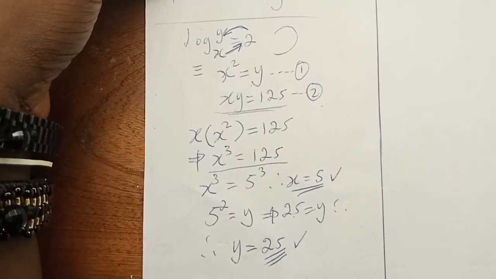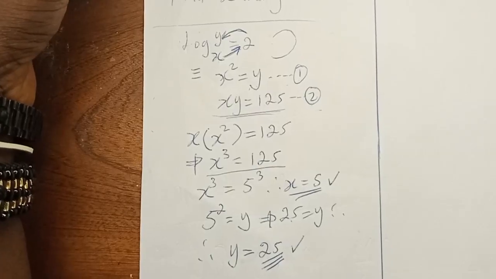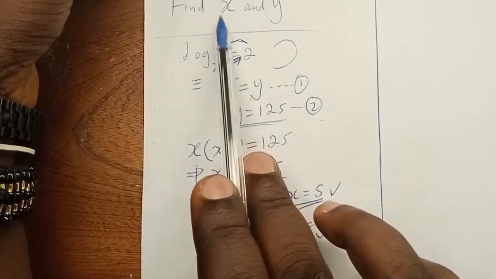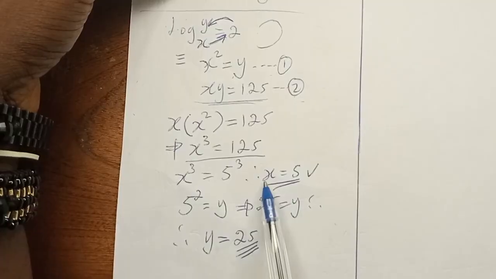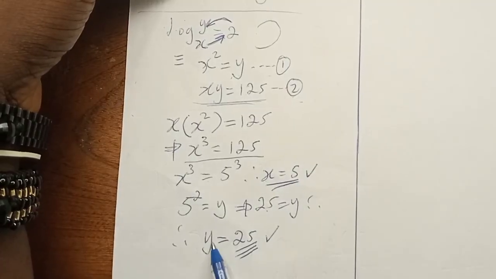So the value of x and y in this expression, as you can see, the value for x is 5 and the value for y is 25. This is the expression.